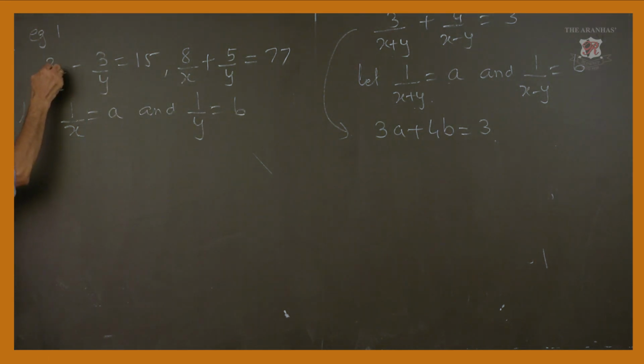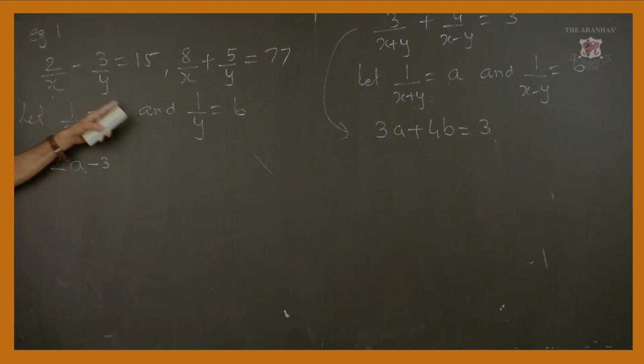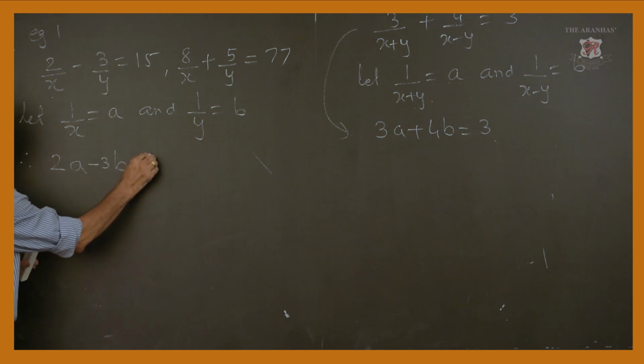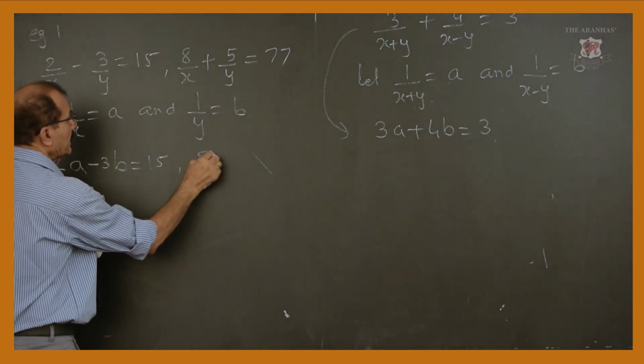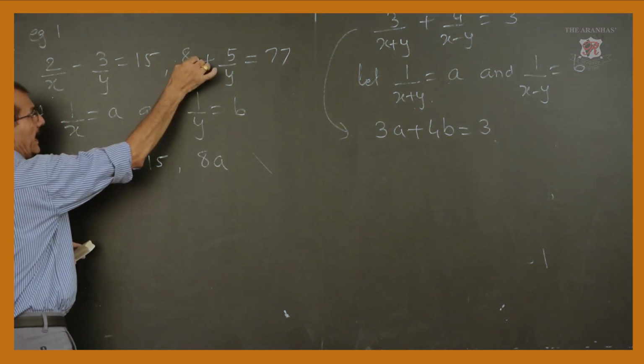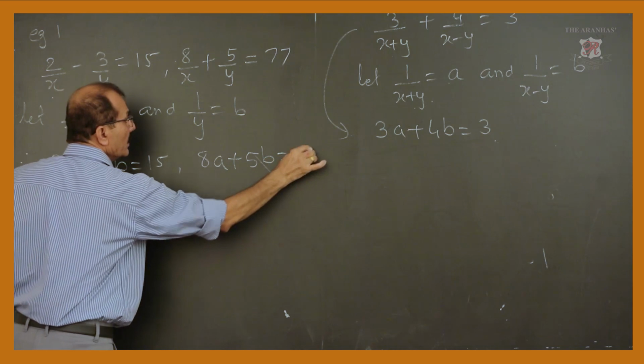Now when you say 1 upon x is equals to a, what happens? How are these equations reduced to the linear equation? Therefore what you get is 2 into 1 upon x. So 2 into 1 upon x means 2a. I repeat, 1 upon x is a. So 2a minus 3 as it is. 1 upon y is what? b. So 3b is equals to 15. Then here 8a, why? 8 upon x, so 8a plus 5 upon y, so 5b is equals to 77.